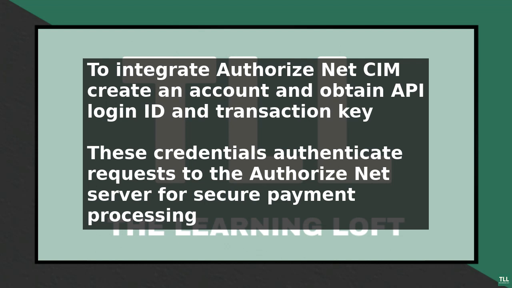To charge a customer's account, you need to use the Authorize Net API to send a request to the server with the customer profile ID and the amount to be charged. The server then processes the transaction and sends a response back to your website indicating whether the transaction was successful or not.